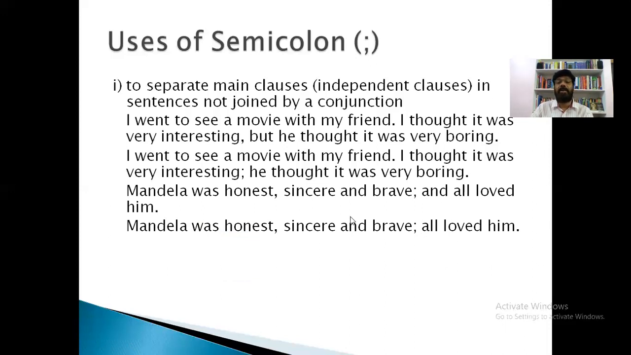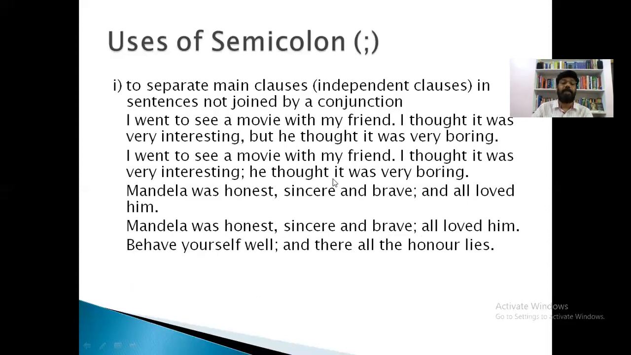These are all coordinating conjunctions: but, and, or. Coordinating conjunctions are used to combine two independent clauses. See, Mandela was honest, sincere, and brave. All loved him. So here the semicolon is used as a conjunction. We can also use the semicolon in place of a coordinating conjunction for separating the sentences.